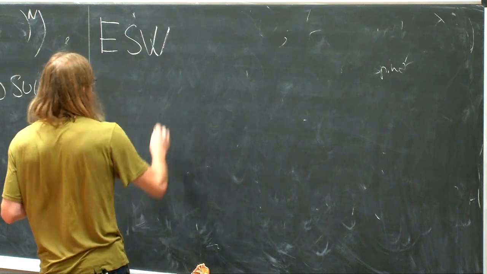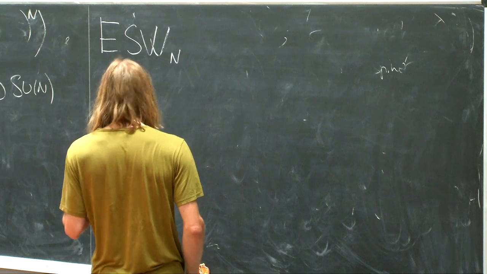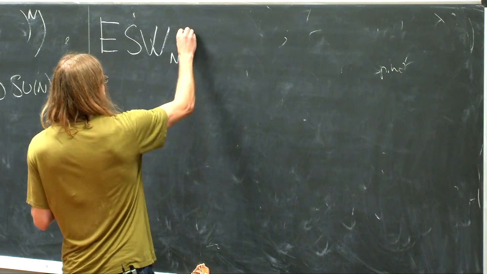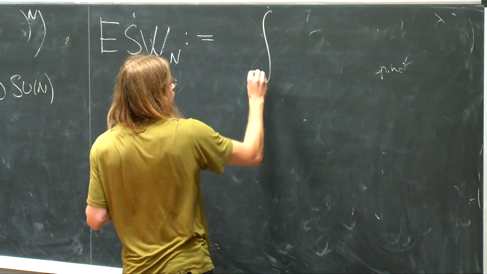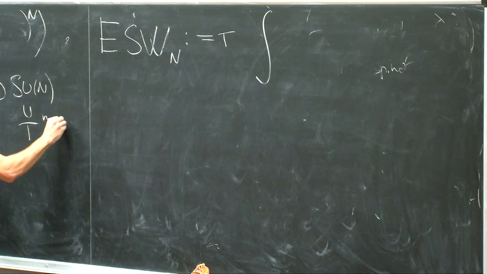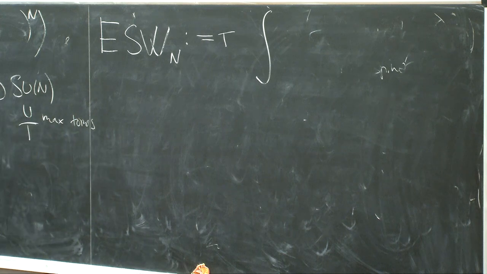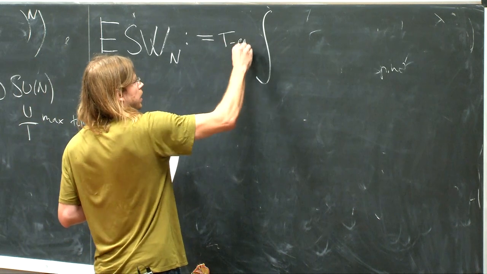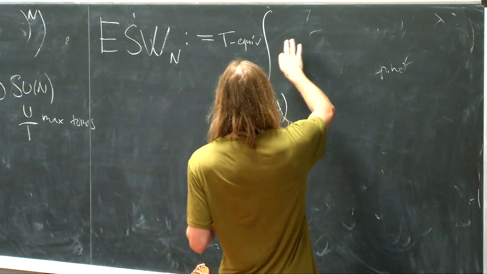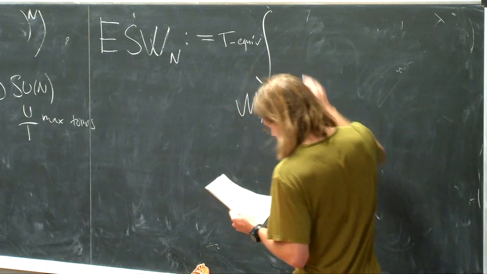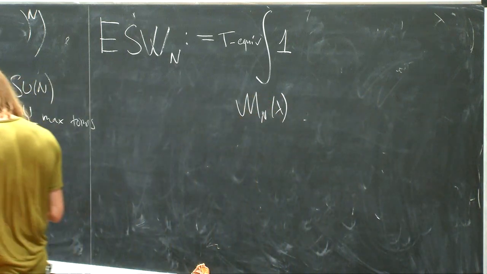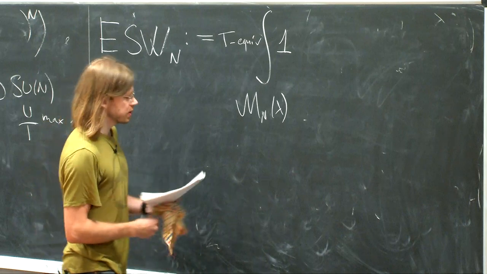So one can do the following thing. One can consider what is called the equivariant Seiberg-Witten invariants, or SU(n) monopole invariants, by considering, let T be a maximal torus of SU(n), and I consider T-equivariant integration of this moduli space. In principle, I can integrate any equivariant characteristic class, but one canonical choice is just to integrate 1.